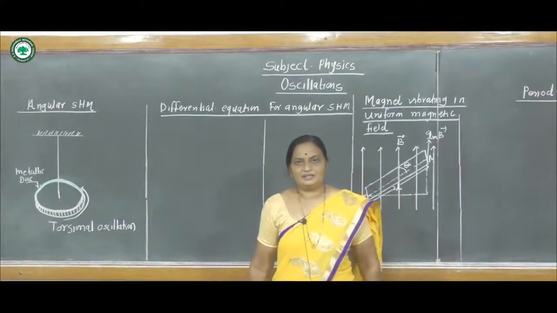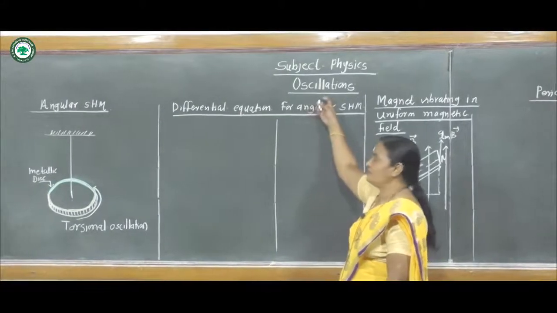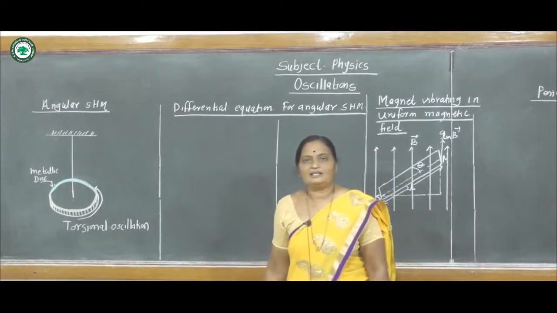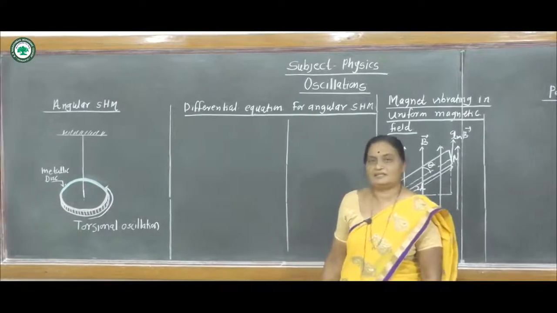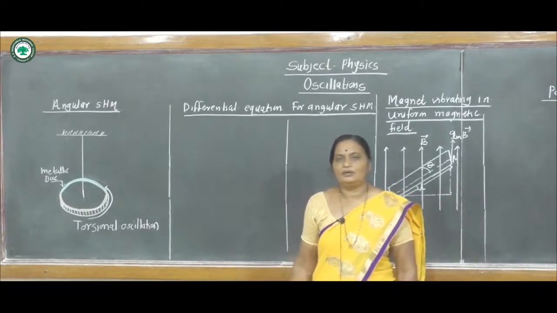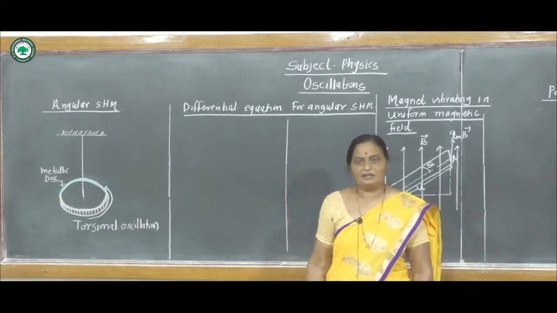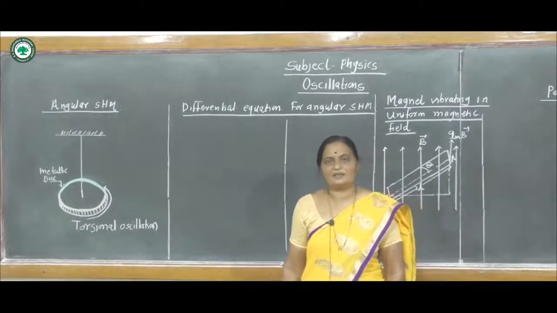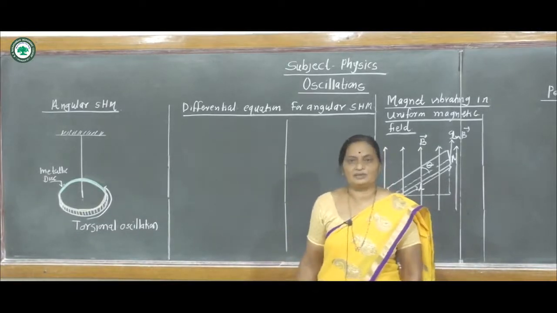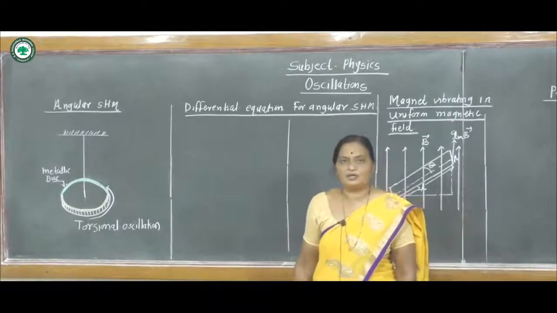Good morning, students. Today we start the chapter Oscillation. In this chapter we study linear SHM, angular SHM, periodic motion, oscillatory motion. Now, what is SHM? SHM is simple harmonic motion. There are two types, linear simple harmonic motion and angular simple harmonic motion. Today we study the angular simple harmonic motion.